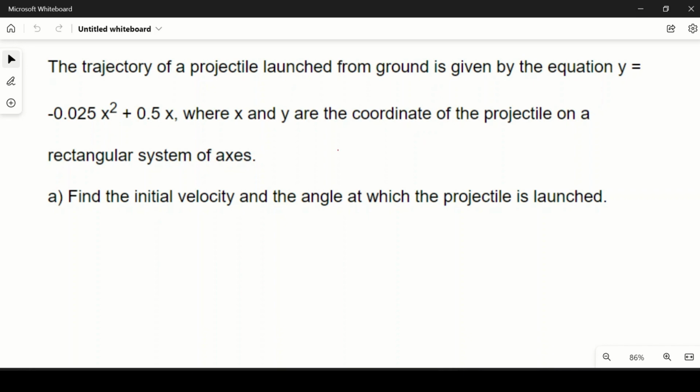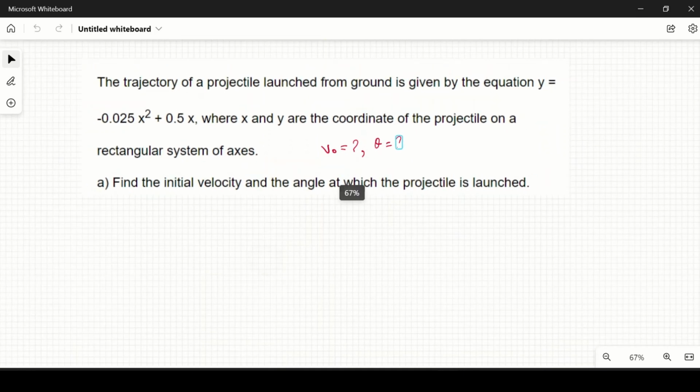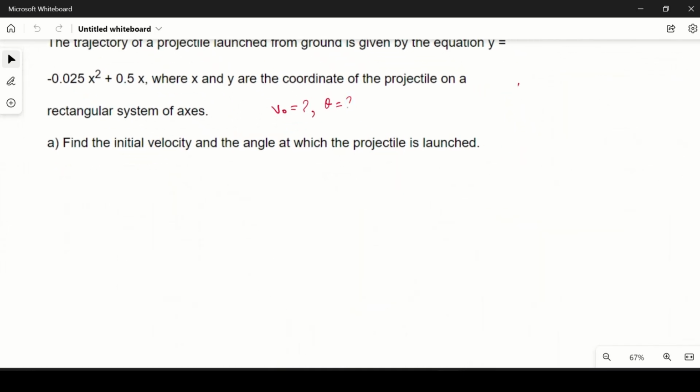So we have to find initial velocity v naught and theta, the angle at which projectile is launched. So you can see that if this is projectile motion, this is x-axis, this is y-axis, then this is how projectile is launched. This is the initial velocity, v naught, and this is angle theta at which this is thrown. So we have to find this angle theta and this v naught.